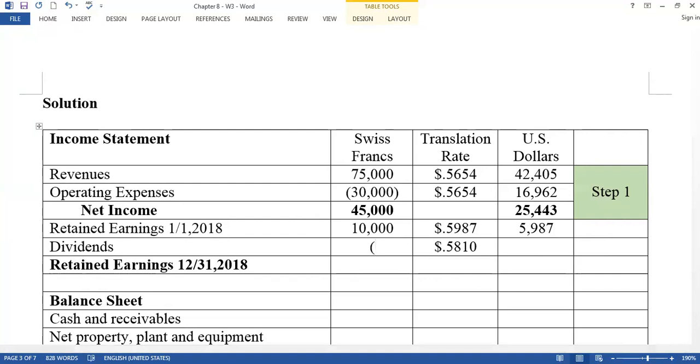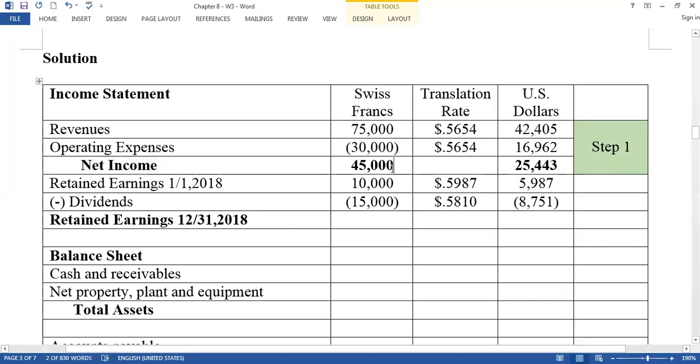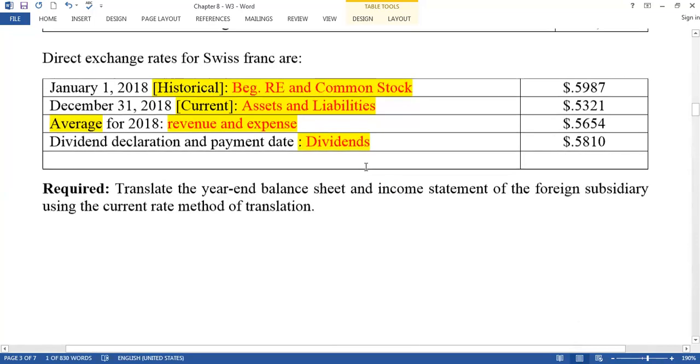Then dividend, you know that dividend is minus sign, right? Dividend is minus, and it is $15,000. And it is something like 8751. So here you can put the first bracket, or you have another option, use the minus sign like this, right? Because we know that beginning retained earnings minus dividend and plus net income. So look at this formula now. Net income is plus, right? I show you here again.